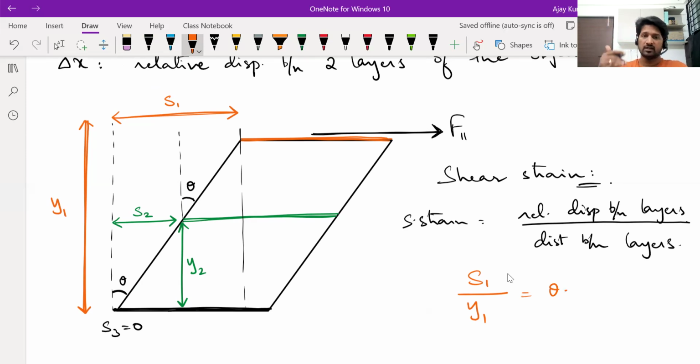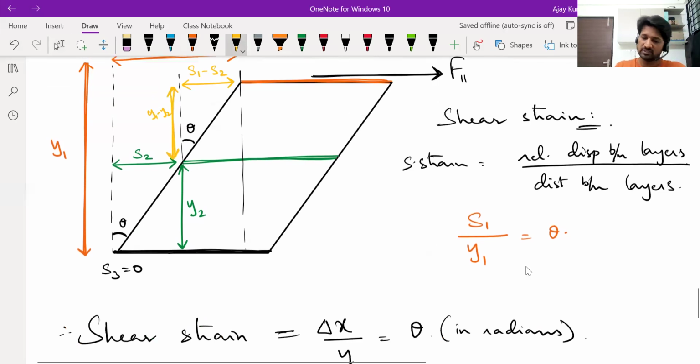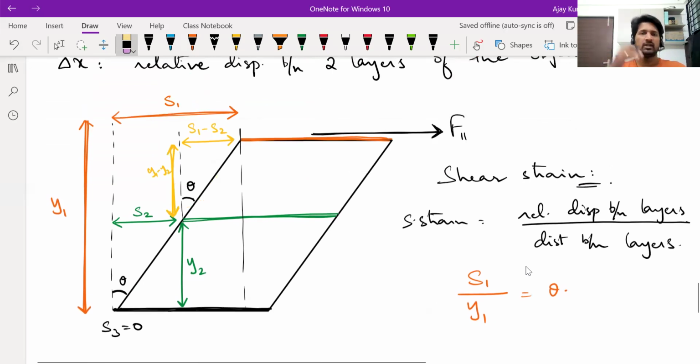Okay. Suppose you take the orange layer and the green layer. The orange layer has undergone displacement S1, the green layer has undergone displacement S2. So, how much is their relative displacement? It will be S1 minus S2. And how much is the distance between the two layers? Y1 minus Y2. Then how much will be the shear strain? S1 minus S2 divided by Y1 minus Y2, which is again theta itself, tan theta, which is the same as theta. So what I wanted to show you is that it doesn't matter which two layers you take, the shear strain that you calculate will always be the same. Okay. In an ideal case, actually.